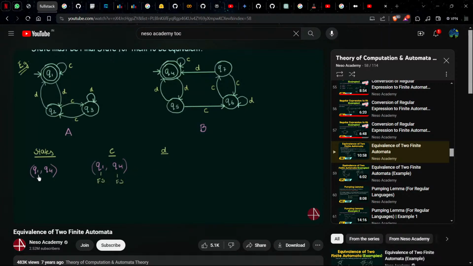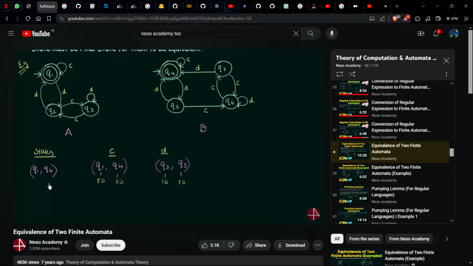Okay, now let's do it for input D. Q1 on input D goes to Q2, and Q4 on input D goes to Q5. Let's check if they are final states or intermediate states. Q2 is not a final state, so I write I for intermediate state, and Q5 is also an intermediate state. So we see that in one pair both are final states and in the other pair both are intermediate states. This was the condition that we wanted, the condition mentioned in step 1. If both of them are final states or both of them are intermediate states, then we can say that they are equivalent. But if one is a final state and the other is an intermediate state, then they cannot be called equivalent. But this is not complete, because we have only checked one pair.